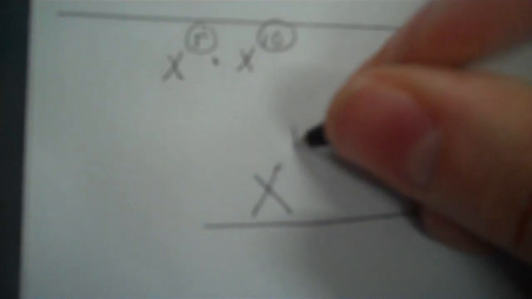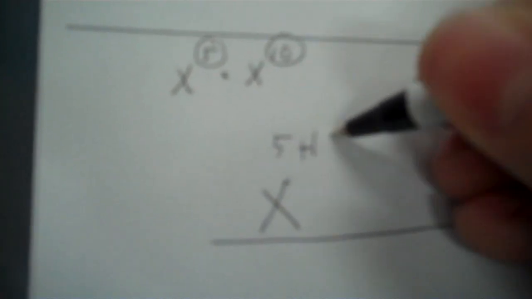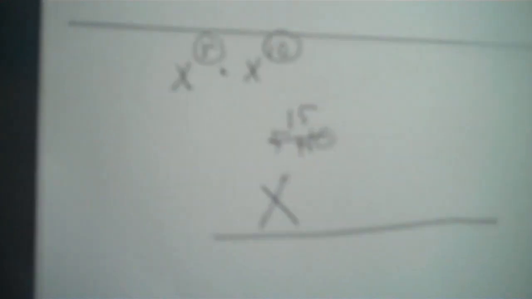Okay, x to the 5th times x to the 10th. So look at your bases. You get x times x. So I write the first x down. Then there's another x, so that means I get to just add to the first one. And 5 plus 10 is 15. Okay, so that cannot be simplified. It's x to the 15th power.